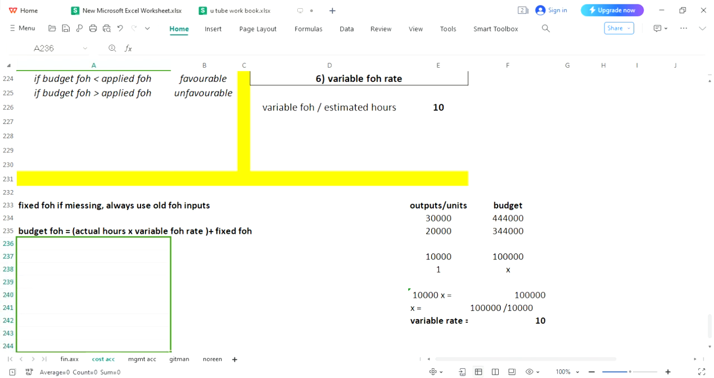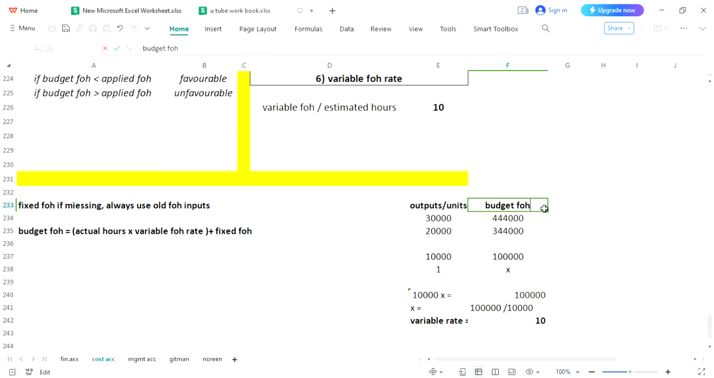Next, let me know how we will put in our inputs. You can take the first option, budget FH 444,000 with 30,000, or you can choose the second option, 344,000 and 20,000. Let's say we are choosing 30,000. So for 30,000, your budget FH is mentioned over here. This is your budget FH total, and the amount is 444,000. So in place of budget FH you will put this amount, 444,000.